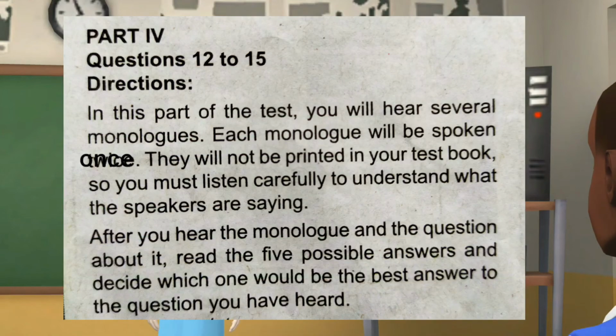Part 4. Questions 12 to 15. Directions. In this part of the test, you will hear several monologues. Each monologue will be spoken once. They will not be printed in your textbook, so you must listen carefully to understand what the speakers are saying. After you hear the monologue and the question about it, read the 5 possible answers and decide which one would be the best answer to the question you have heard.